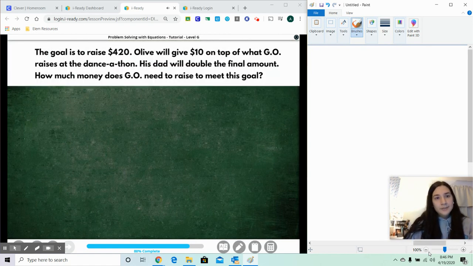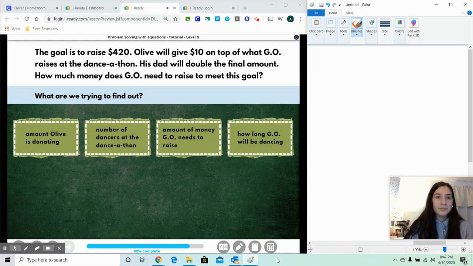The goal is to raise $420. Olive will give $10 on top of what Gio raises at the dance-a-thon. His dad will double the final amount. How much money does Gio need to raise to meet this goal? What are we trying to find out?